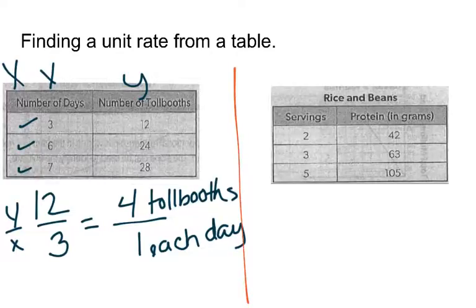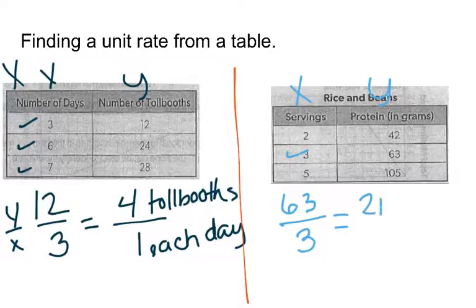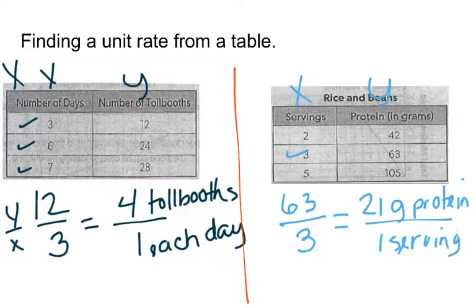This is servings of rice and beans and the protein in grams. I want to find the unit rate for this table. So you try it and then come back and see how you did. All right, let's see. Servings is X, protein in grams is Y. I can take any of my pieces, I can do any of these, so I'm going to use 63 over 3. I take the top number divided by the bottom number, and that gives me 21 grams of protein for 1 serving. That's my unit rate. Pretty easy for a table.